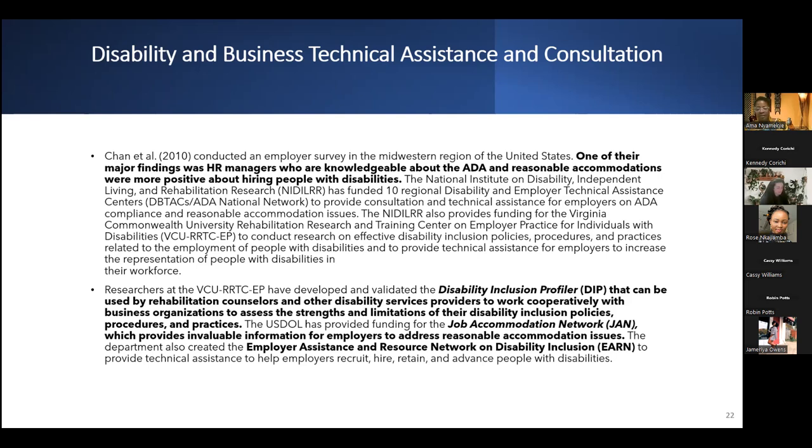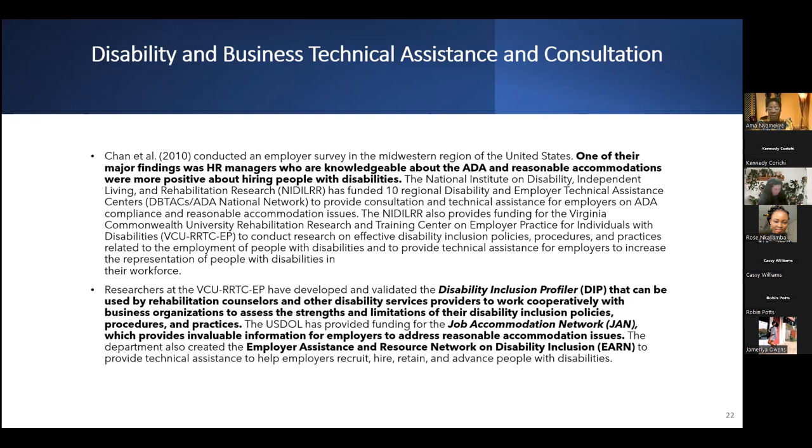It says that there's the disability inclusion profiler that can be used by rehabilitation counselors and other disability services providers to work cooperatively with business organizations to assess the strengths and limitations of the disability inclusion policy.